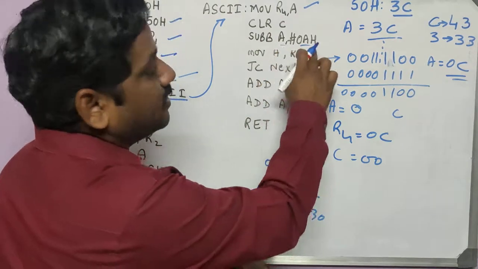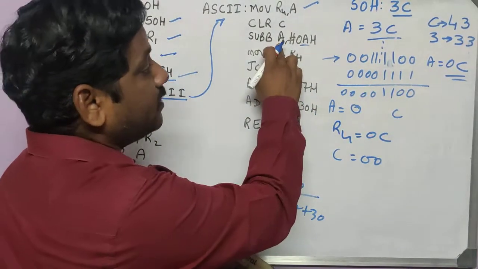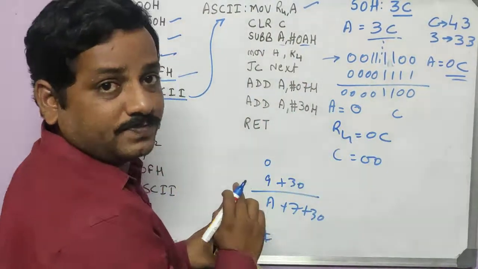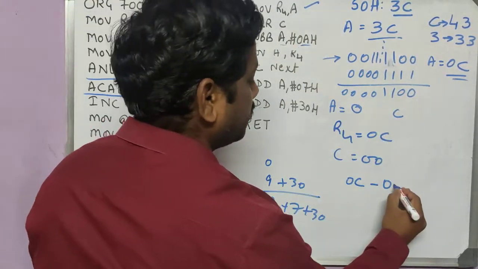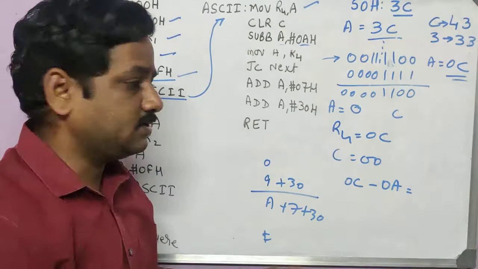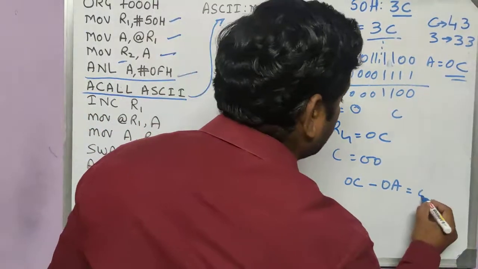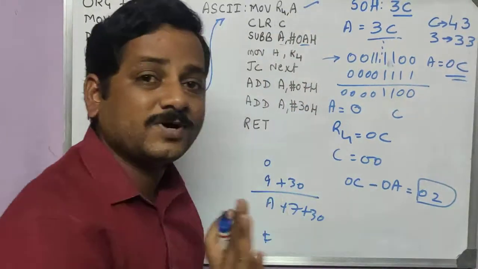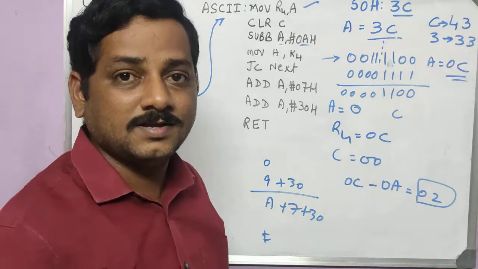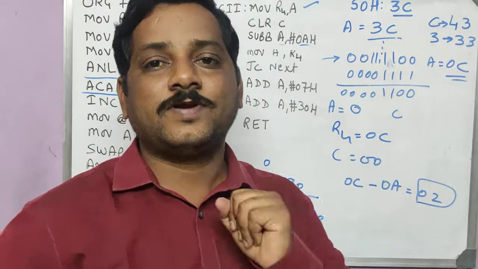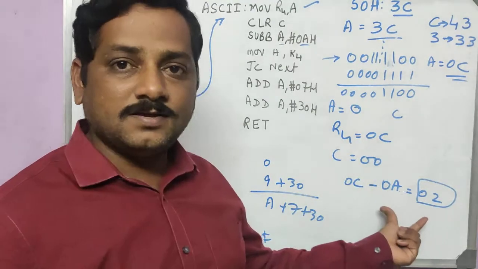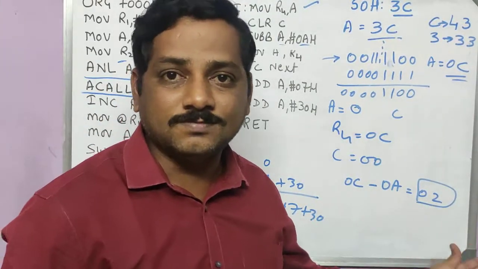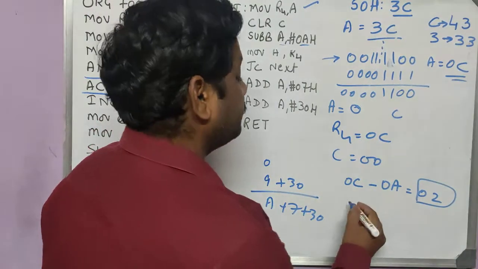Subtract A comma 0A. What do we have in A? Accumulator is having 0C. Okay. So here 0C minus 0A. So you get some answer. C minus A, you get 2. Here this answer is not important for us. We don't want to subtract. We are checking the carry flag here. Why? I'll tell you. See, what will be the carry? If a larger number is subtracted with a smaller number, then we won't get carry. So what will be the carry flag?